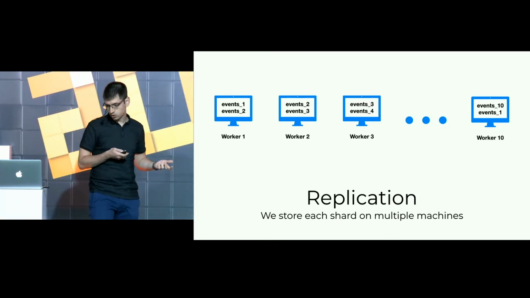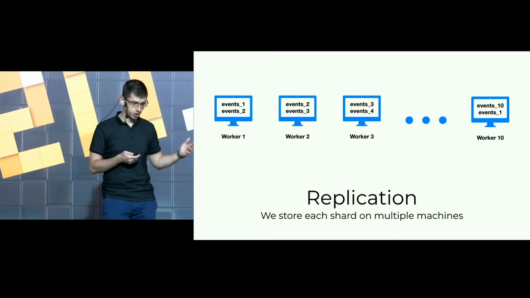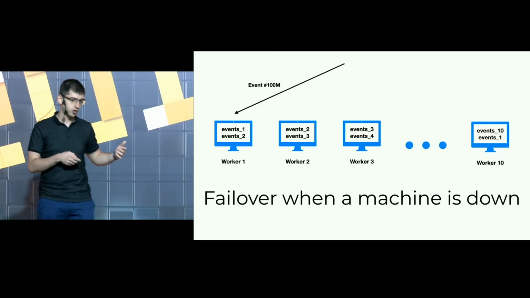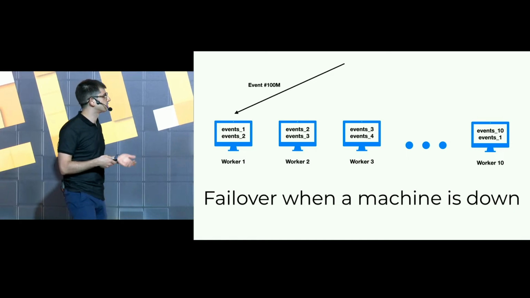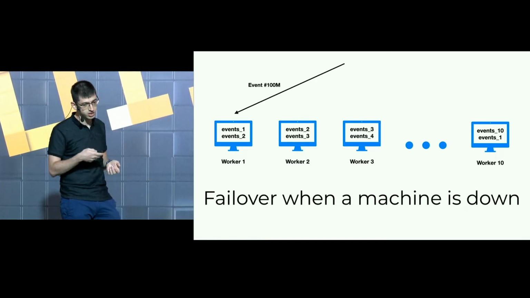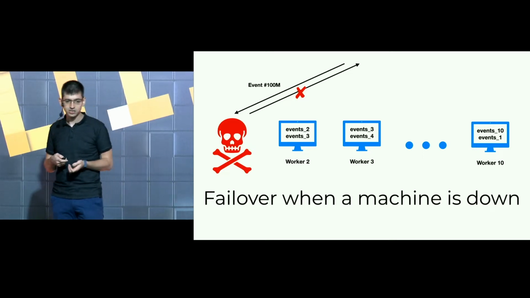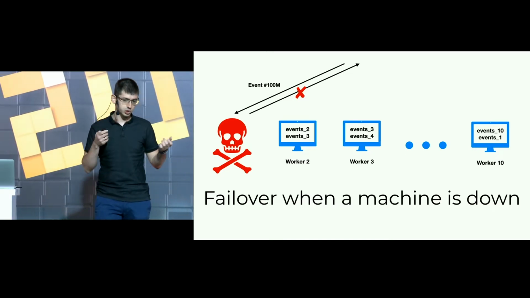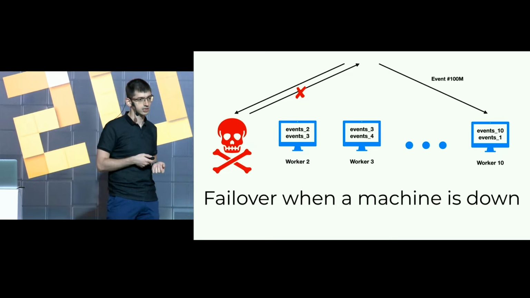So why is that cool? In addition to machines failing completely, we can also do failover at query time. If you're looking for the first event, which we know is on the first machine, but while we're doing that the machine dies and doesn't give us a response, we can just directly query the other machine that has this shard.